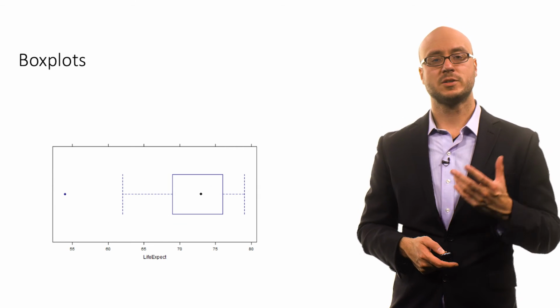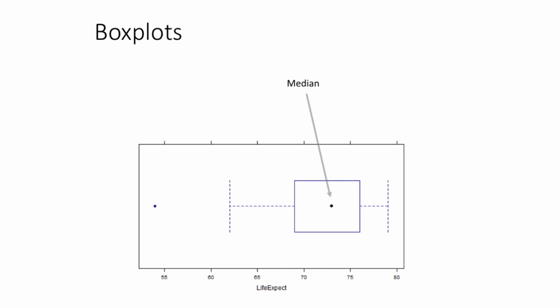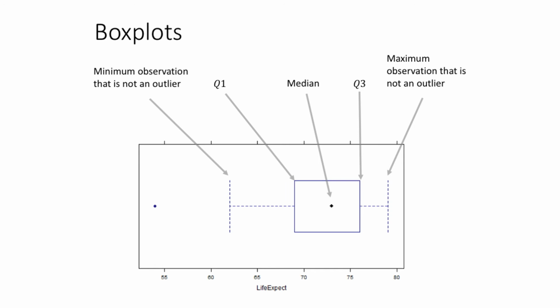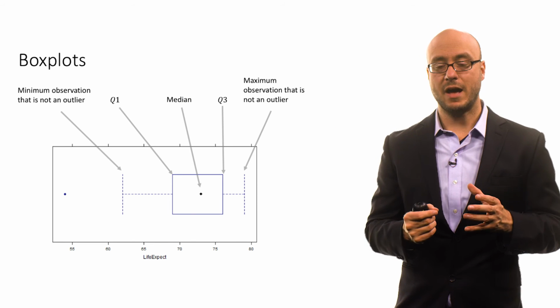Okay? We also have box plots. Right? A box plot is another way of looking at a distribution of data. We have a dot in the middle, that's the median or 50th percentile. Then we have this box. That box is bounded by the first quartile and the third quartile, or the 25th percentile and the 75th percentile. Then we have these two whiskers. Sometimes a box plot is called a box and whisker plot. That's because of these two whiskers. Right? The whiskers are defined by the minimum observation that is not an outlier and the maximum observation that is not an outlier.